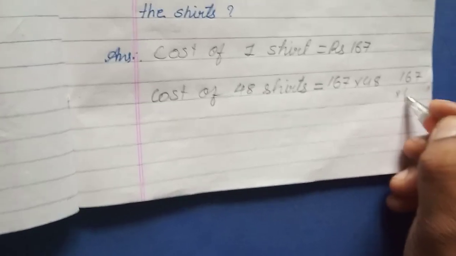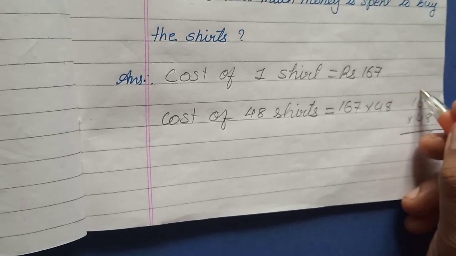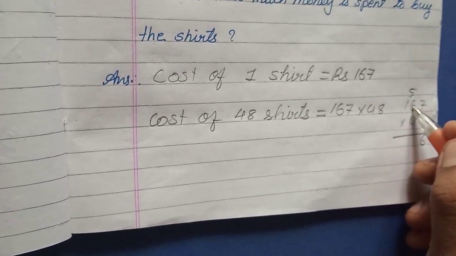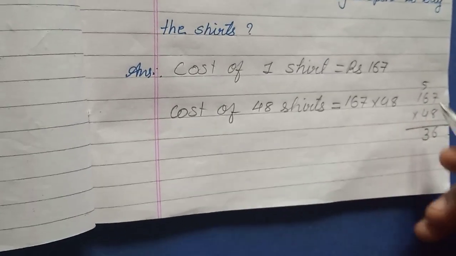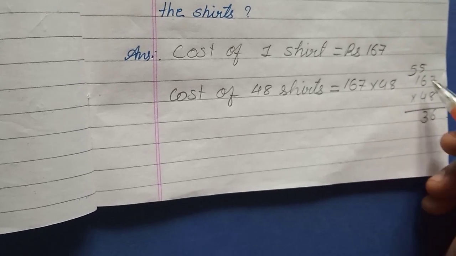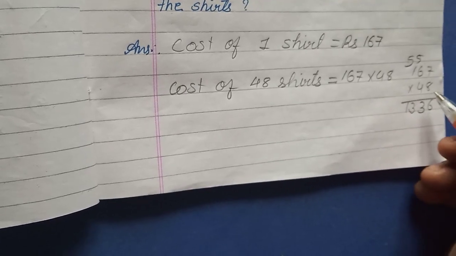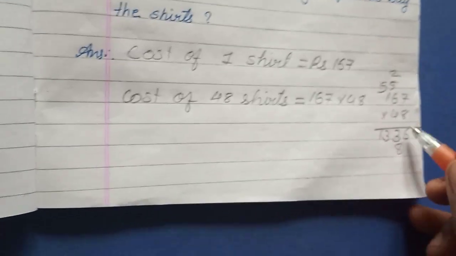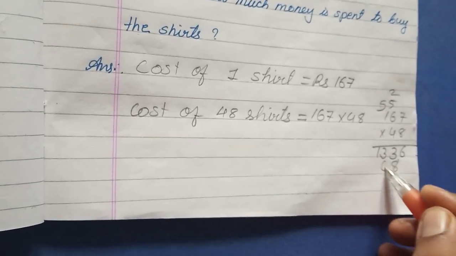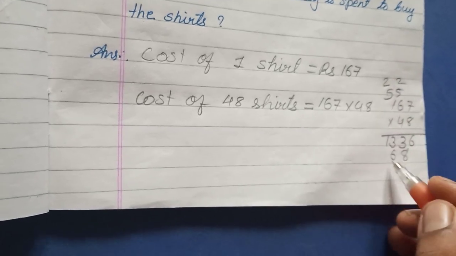167 into 48. 8 7s are 56. 6, 5. 8 6s are 48. 48 plus 5, 53. 3 and 5. 8 into 1, 8. 8 plus 5, 13. Then 4 7s are 28. 8, 2. 4 6s are 24. 24 plus 2, 26. 6, 2. 4 into 1, 4. 4 plus 2, 6.